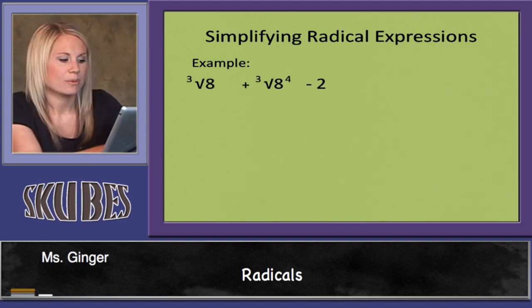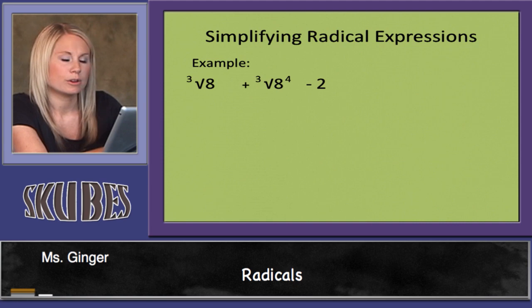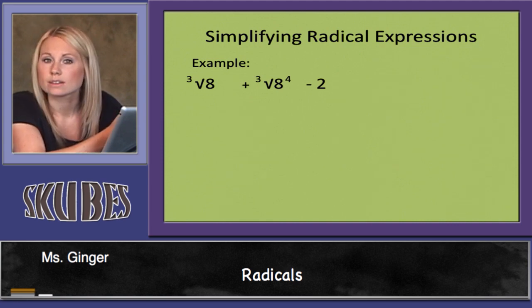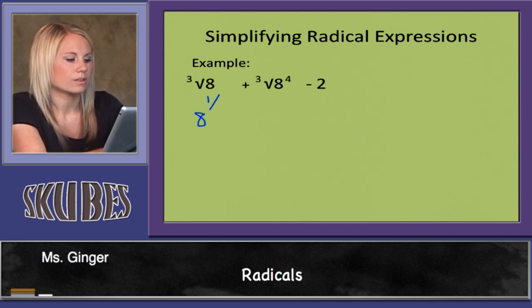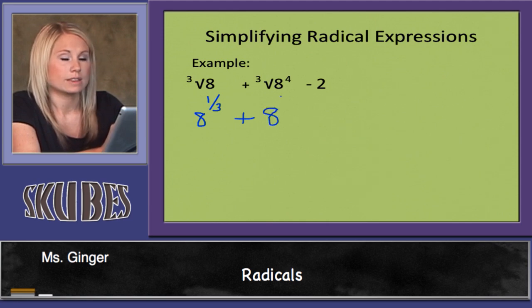All right, last example. We have a little bit of rewriting to do, and then we'll see if anything could simplify when we're done. We always want to check for that. So cube root of 8, let's rewrite. 8 to the 1/3, plus I've got 8 to the, I'm going to take that 4 and make it the top number, the numerator, 4/3, minus 2.